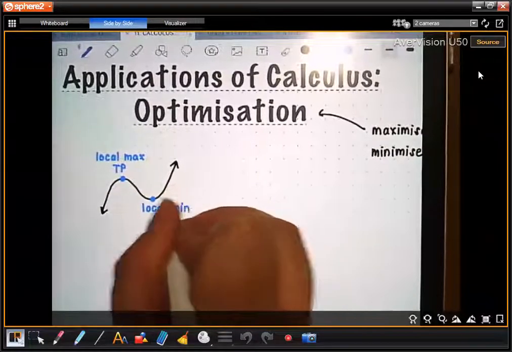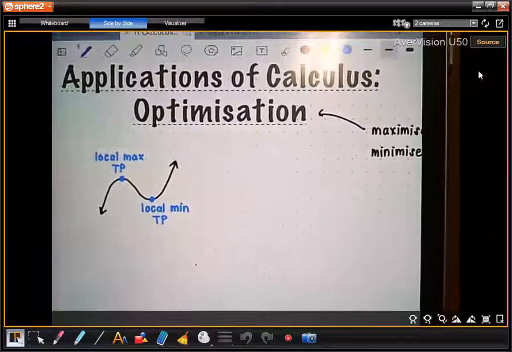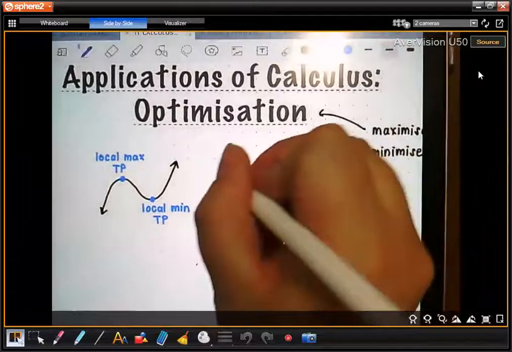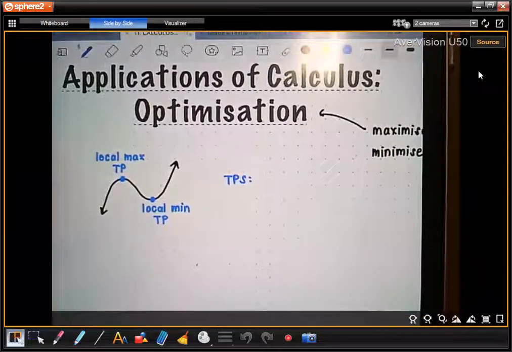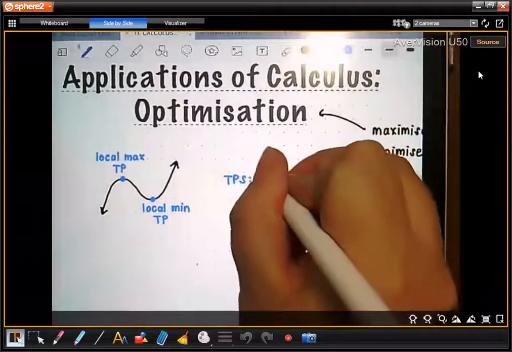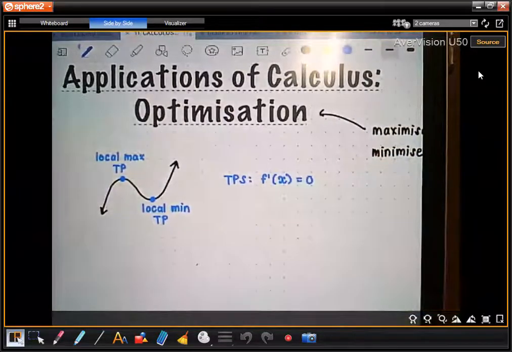Local min turning point. Now guys, if you have the equation of a function and you need to draw it, how do you find the coordinates of the turning point? First derivative equal to 0. So to get your turning points, the maximum and the minimum, you take the derivative of the function, make it equal to 0, and then solve for x. If your function has two turning points, how are you going to know which one is the maximum and which one is the minimum?